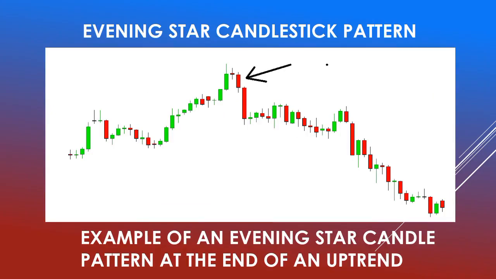This is another example of an evening star candle pattern at the end of an uptrend. This time around, we have a green, then a small red at the top, then a red to the right side of the pattern, as shown with the arrow. And we can see the trend changed totally from an uptrend to a downtrend.